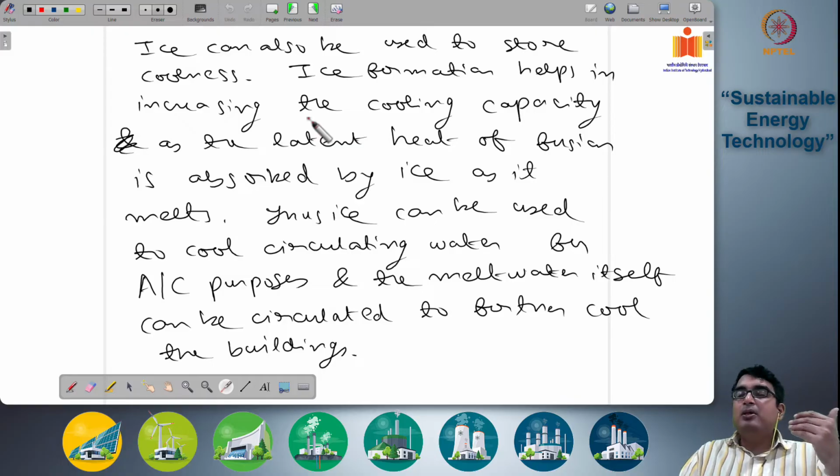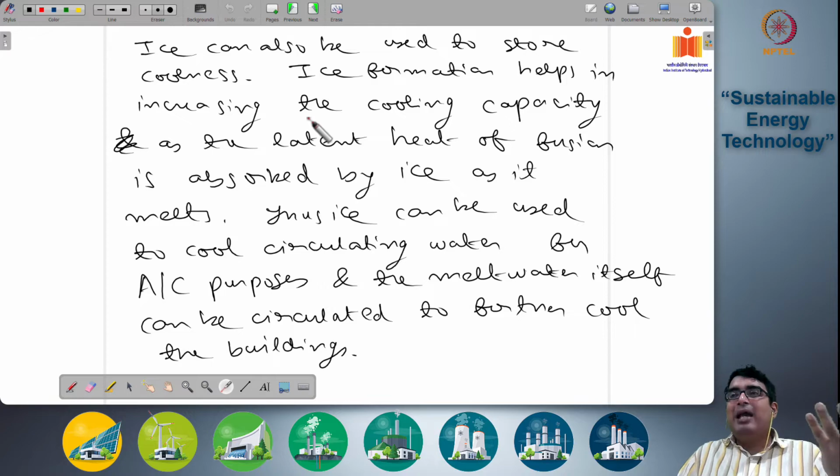So ice can be used as the storage medium for coolness and can be used to cool the circulating water for air conditioning purposes, and the melt water itself can then be circulated to further cool the buildings. So if the capacity is high, the cooling requirement is high, you can directly use air conditioning systems in off-peak hours to create ice, and then this ice can be put in a heat exchanger and can be used to cool the water that is circulating through the buildings during the peak hours to reduce the air conditioning demand.